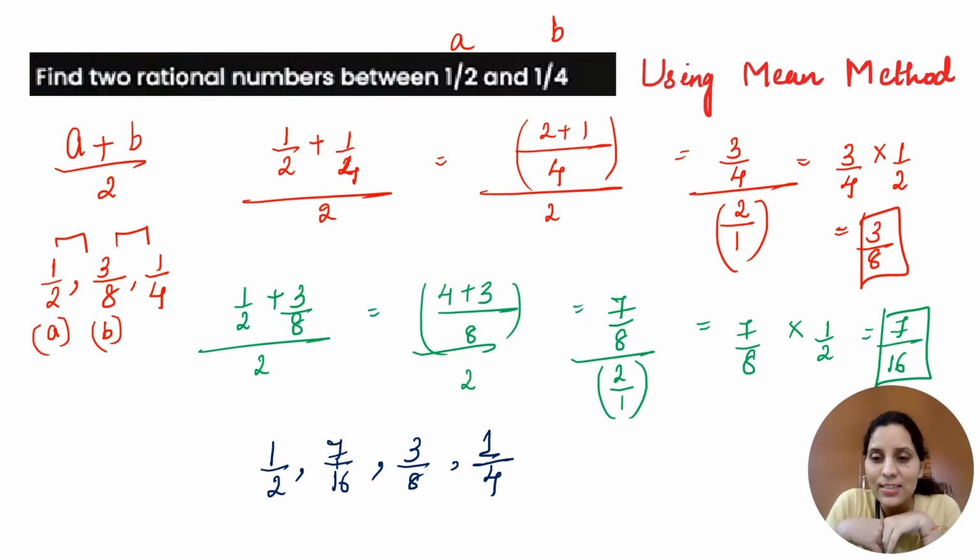This method is a little hectic. If you have to find just one or two rational numbers, it is fine. But when you need to find multiple rational numbers, it is time consuming. So we also have another method to find rational numbers between given rational numbers, that I'm going to tell you in the next question.